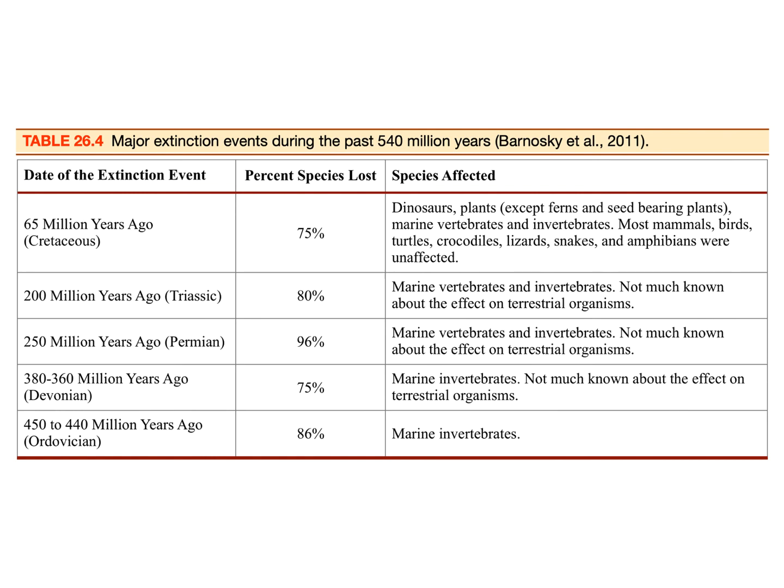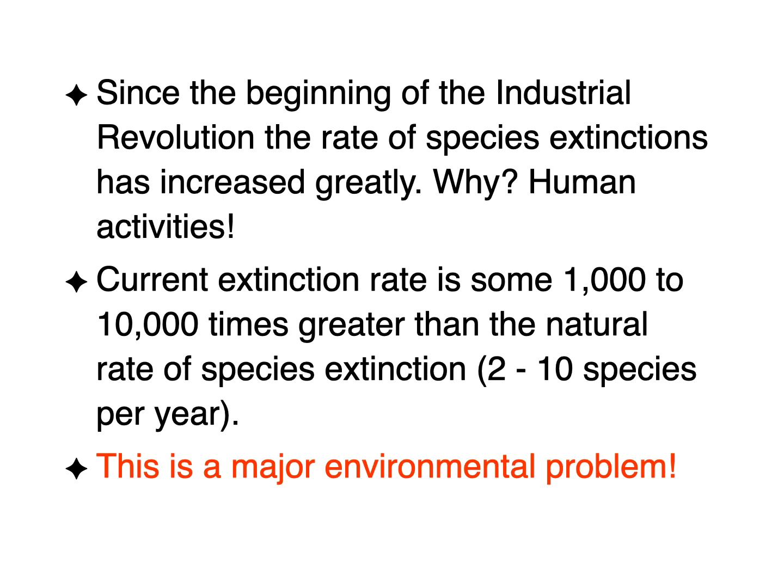About 200 million years ago was another mass extinction. About 80% of the life disappeared. 250 million years ago, the end of the Permian, about 96% of life disappeared. 380 to 360, 75% of life disappeared. And the earliest, or I guess latest, extinction event was about 450 to 440 million years ago, when 86% of marine invertebrates disappeared. Now, the sixth major extinction event may be taking place right now, or started in the last 100 or so years, and it's being caused by humans.